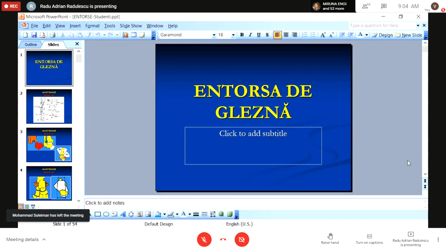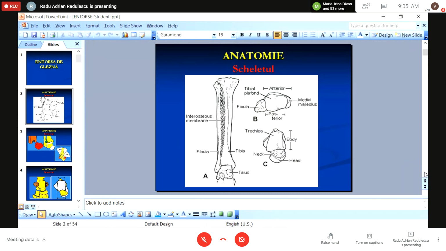Okay, theoretically, any joint from our body may get a sprain, but by far there are some joints that are, let's say, first candidates to get a sprain. And the most frequent sprains in our body are in the ankle joint. Let's take some anatomy about the ankle joint in order to understand the mechanism of sprain.